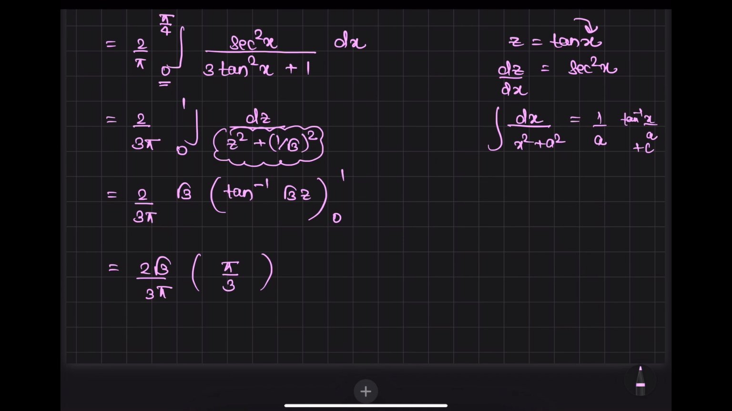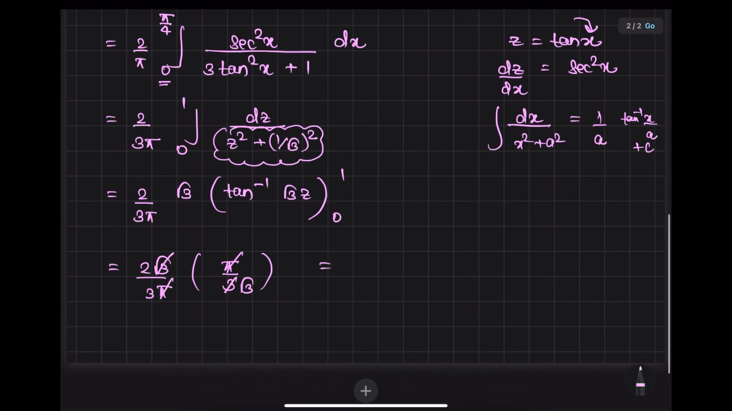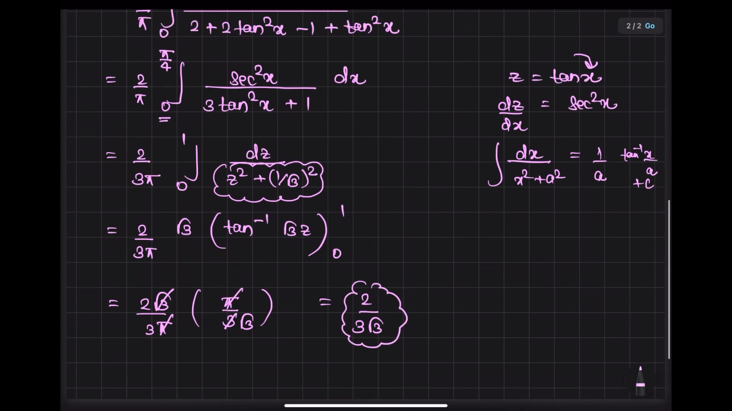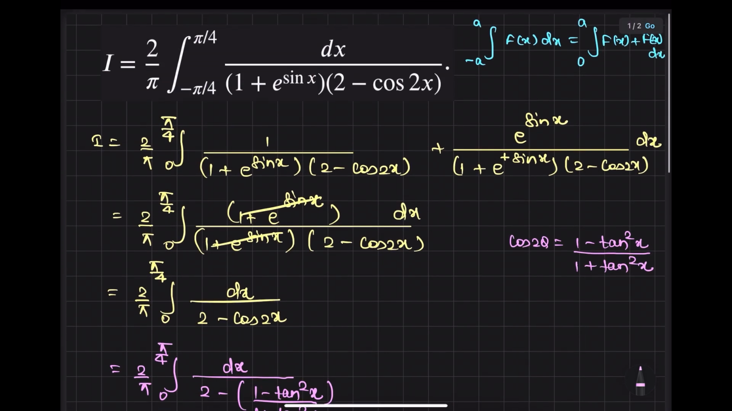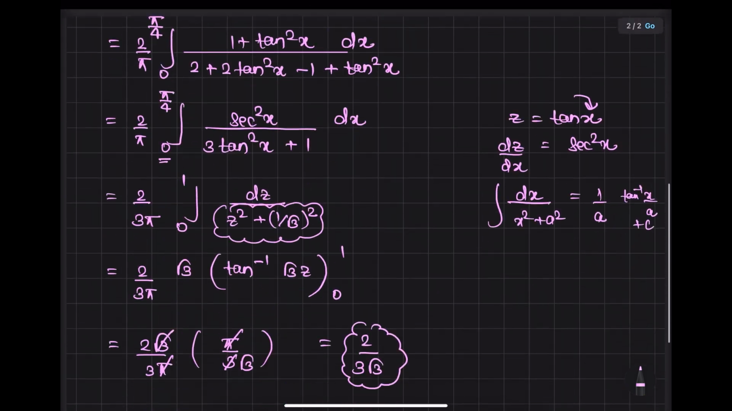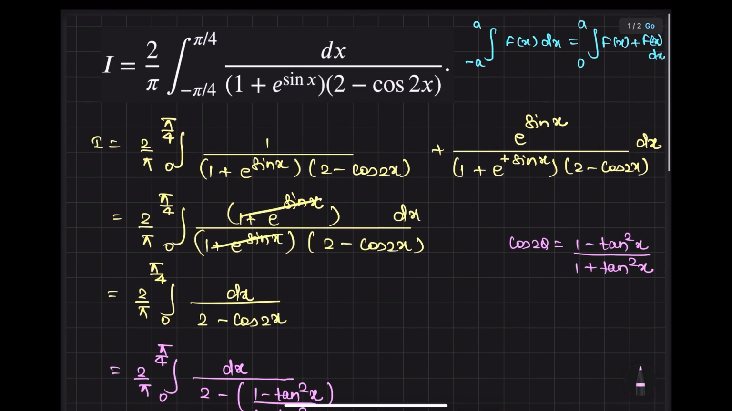So we are done. Now pi is gone, 3 root 3. So we can write down things as 2 by 3 root 3. Okay, so we got this thing as the result. So the integration of this part is 2 by 3 root 3.